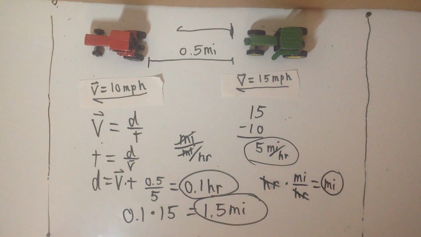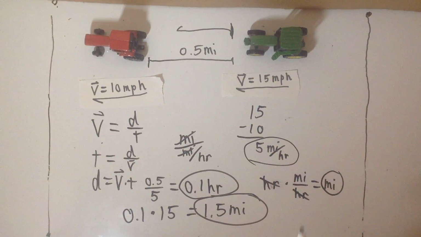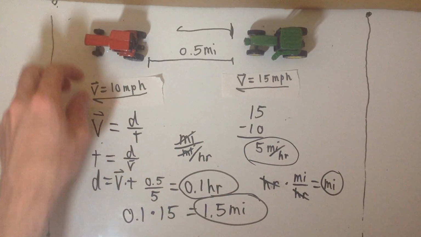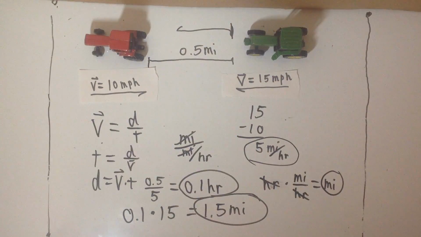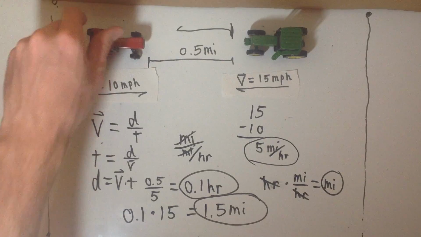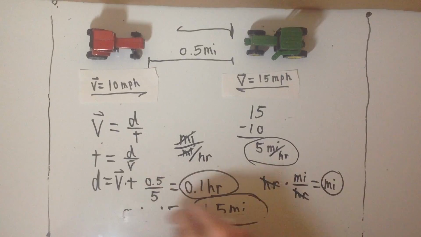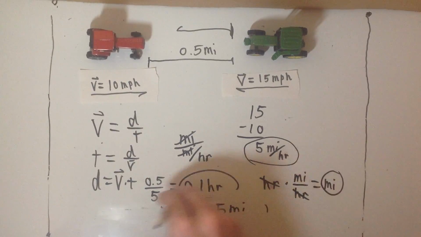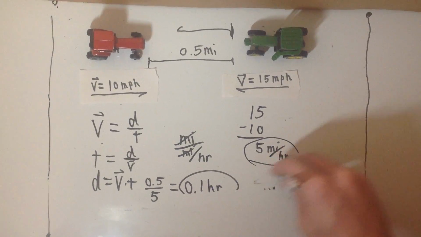So in the previous video, we just found out how long and where these tractors will collide with each other if they are going the same direction. But what happens now if we take this red tractor and switch the direction of its velocity, making it go towards the green tractor? It's going to collide a whole lot faster. But we, once again, are going to figure out what's going to happen.